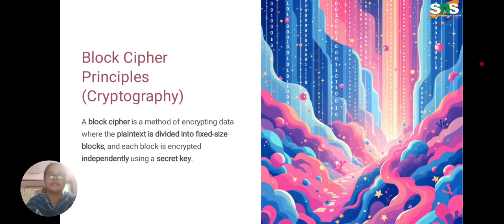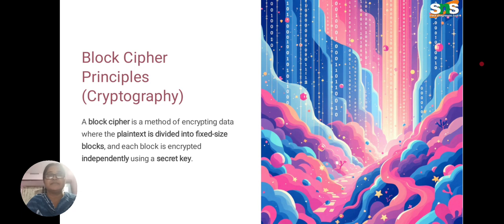So block cipher cryptography means a method of encrypting data where the plain text is divided into different blocks of fixed sizes, and each block will be encrypted independently using a key. That key is called the secret key.